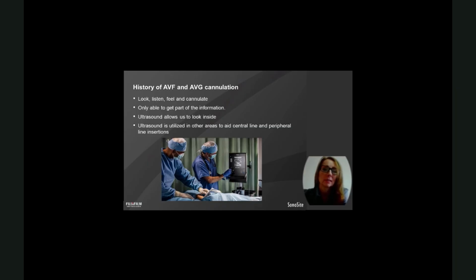So a little bit of history. Certainly when I started in the dialysis unit, we didn't have ultrasound, so we were taught to look, listen and feel and then cannulate. This only gave us part of the information. I used to always wish we could see inside. So the ultrasound allows us to actually look inside, not just go by what we're feeling and what's on the surface. Ultrasound is already utilised in other areas to aid central line and peripheral venous cannulation, and it's certainly considered the gold standard for CVC line insertion.